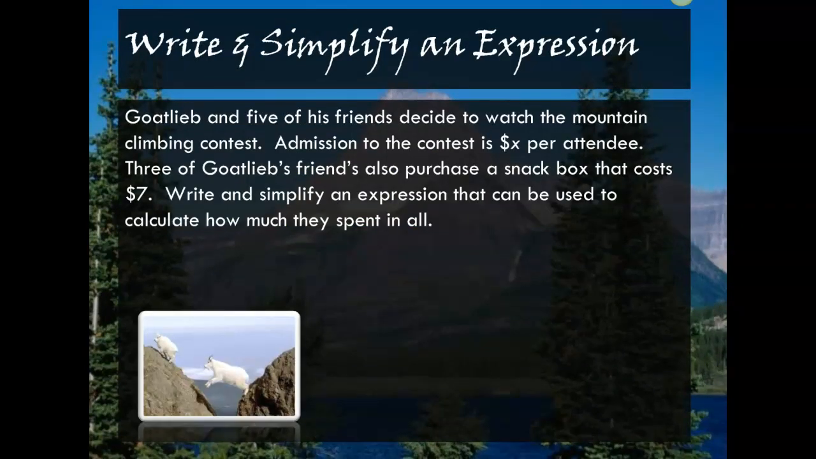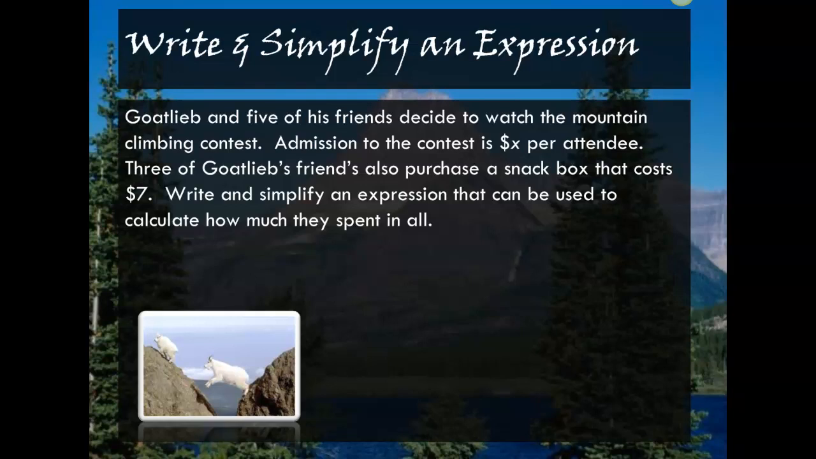Gottlieb and 5 of his friends decide to watch the mountain climbing contest. Admission to the contest is X dollars per attendee. 3 of Gottlieb's friends also purchase a snack box that costs $7. Write and simplify an expression that can be used to calculate how much they spent in all.